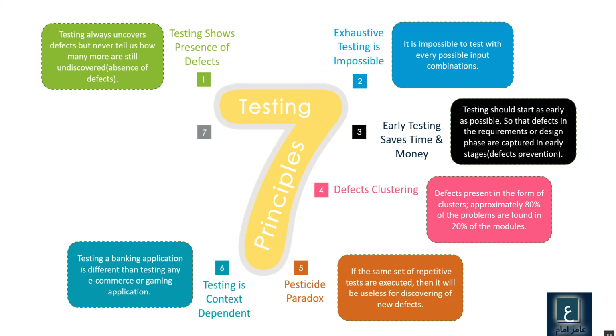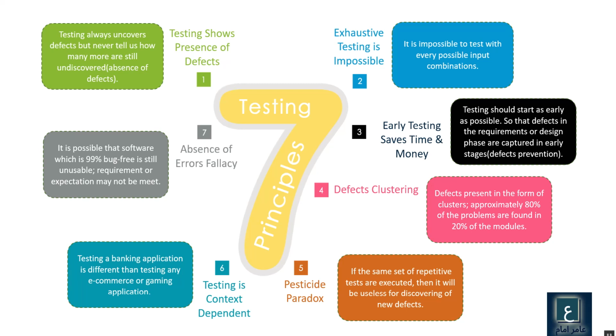And the last but not the least, principle number 7 is absence of errors fallacy. So it is possible that software which is 99% defect free is still unusable. Why? Because there is a chance that the requirements or expectations of your customer or client were not met.